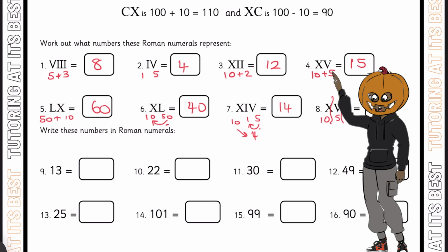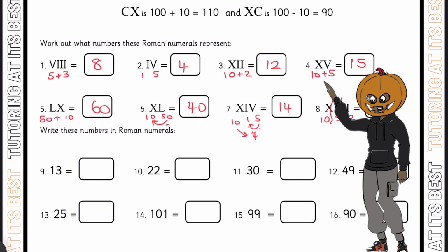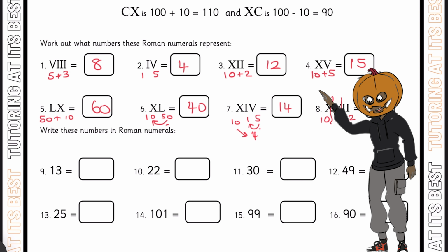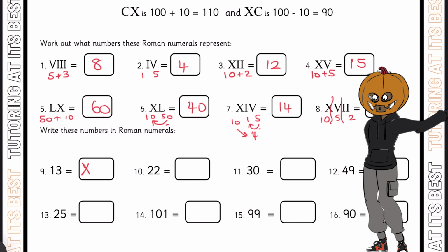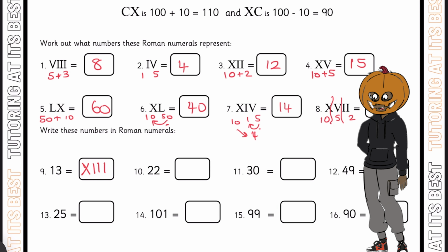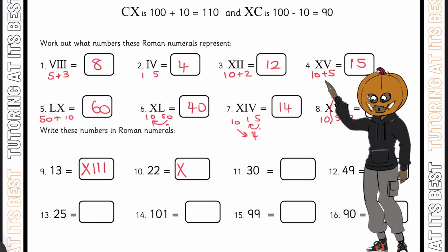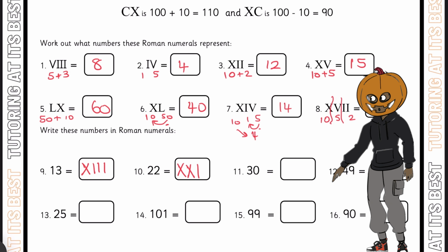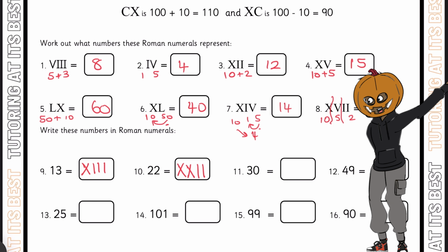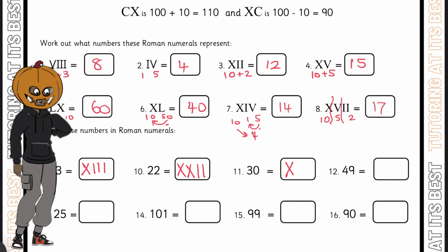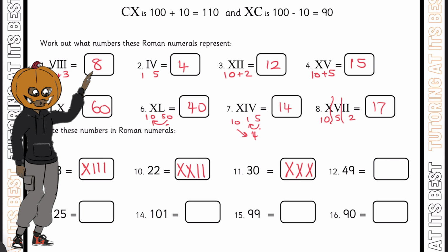So now we're going to switch it over, and we're going to write specific numbers in Roman numerals. Let's start with 13 then. So we know we're going to have 10, which is X, and then 1, 2, and 3, and that will be 13. And for 22, we'll have 2 X's, which represents 20, and then I and I, which represents 2.